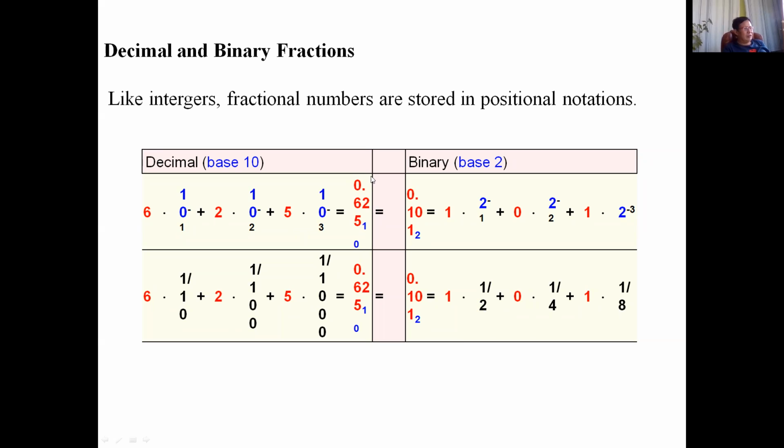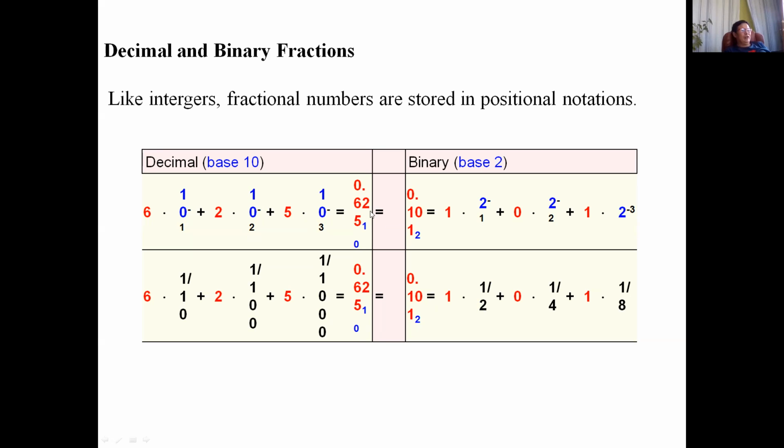Do you follow? Okay. What 0.625 means is that you have 10 to the negative 1 times 6, and 2 times 10 to the negative 2, and we have 5 times 10 to the negative 3. So as we go to the right, we go to an incrementing negative exponent. What we mean by 10 to the negative 1 is 1 over 10, 10 to the negative 2 is 1 over 100, and 10 to the negative 3 is 1 over 1,000, right?